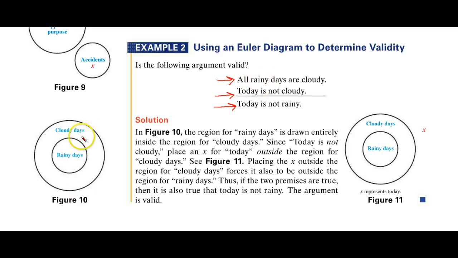So in figure 10 here, we're going to put our big outer region as a cloudy day, and in a sense a subset, although they're not using those words, we used them earlier. Rainy days would be inside the cloudy days. Now, that it is not rainy, where do we put that X? Well, we're going to put it outside. So, these are true, and this is true. Therefore, the two premises are true. The argument is valid.